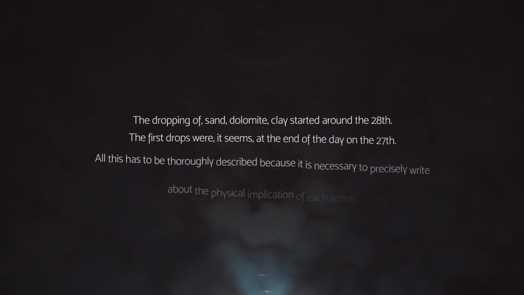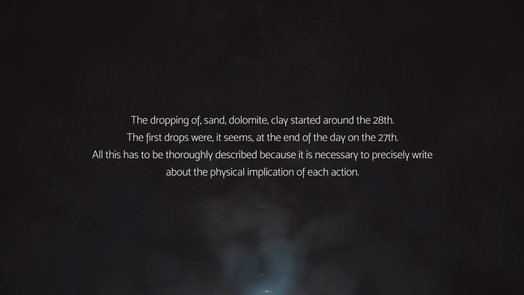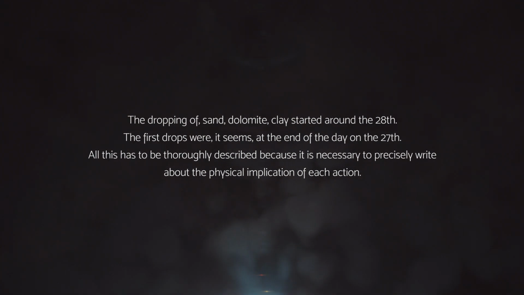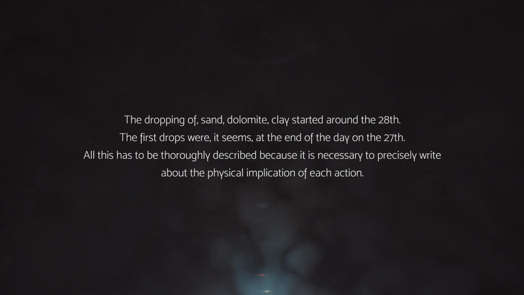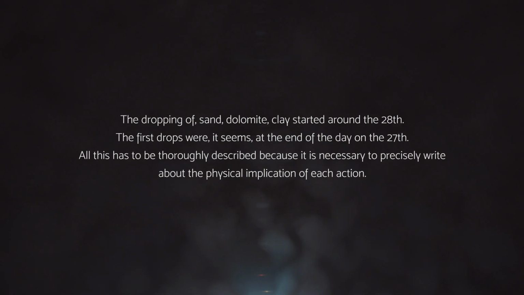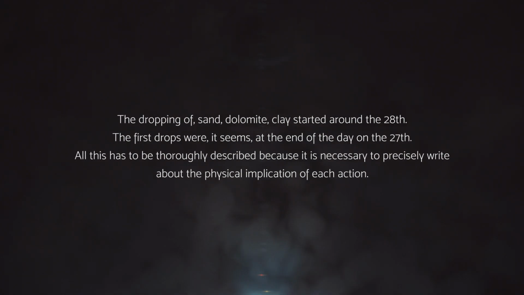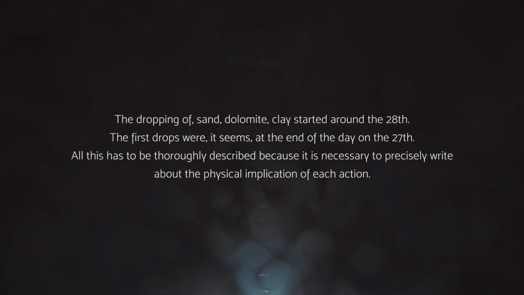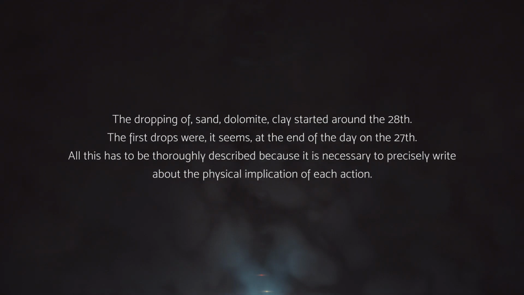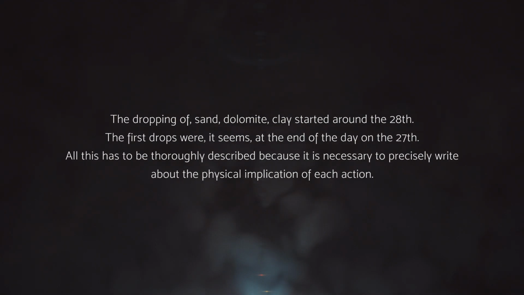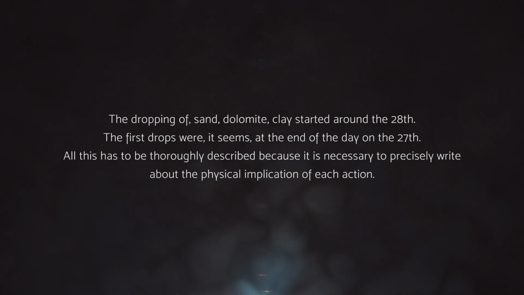The dropping of sand, dolomite, clay started around the 28th. The first drops were, it seems, at the end of the day, on the 27th. All this has to be thoroughly described because it is necessary to precisely write about the physical implication of each action.